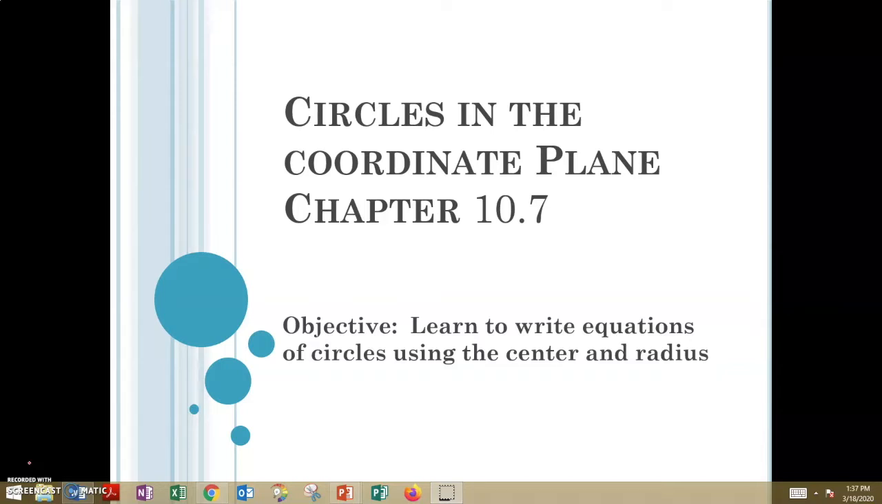Ireland. Today we're going to talk about circles in the coordinate plane, and this is chapter 10.7 in our textbook. Our objective is going to be to learn to write equations of circles using the center and radius.